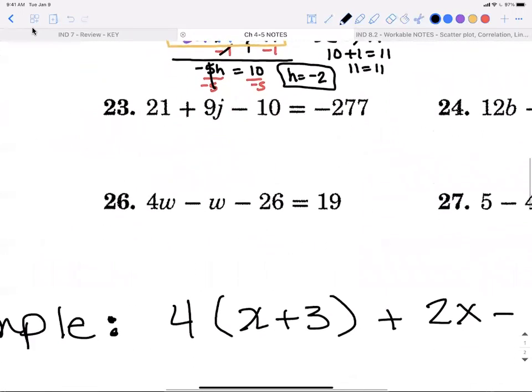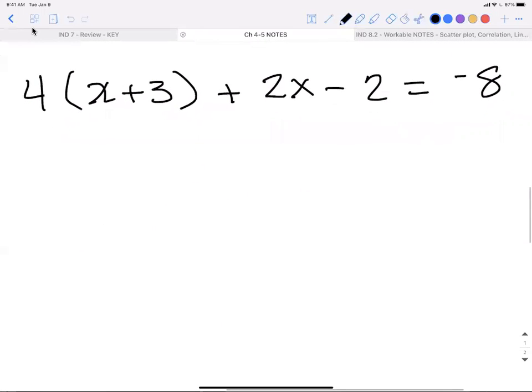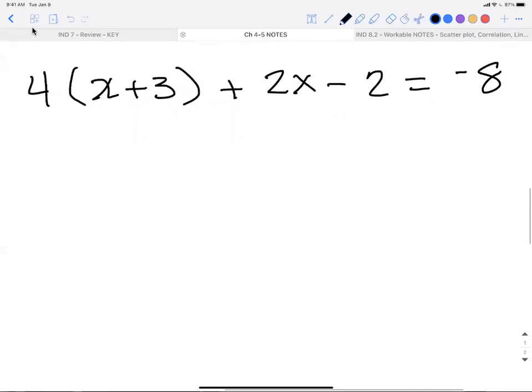All right, I want to do one example with parentheses because you will see this on Khan Academy. So I want everybody to write this problem down. Your homework will not have any parentheses, but the Khan Academy ones will. So I want to make sure that you have one example in your notes of one with parentheses. Waiting on everybody to get it written down.